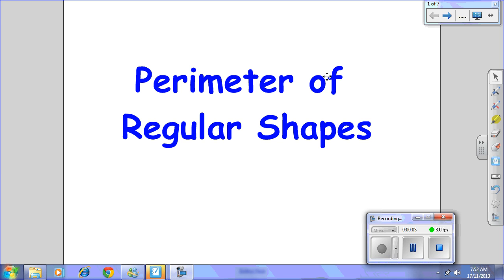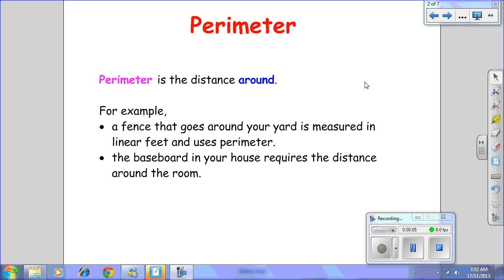Perimeter of regular shapes. We need to know what perimeter really means. And perimeter means the distance around something. For example, a fence goes around your yard. We typically measure how much fencing we need to purchase in linear feet, and we use perimeter to determine that.